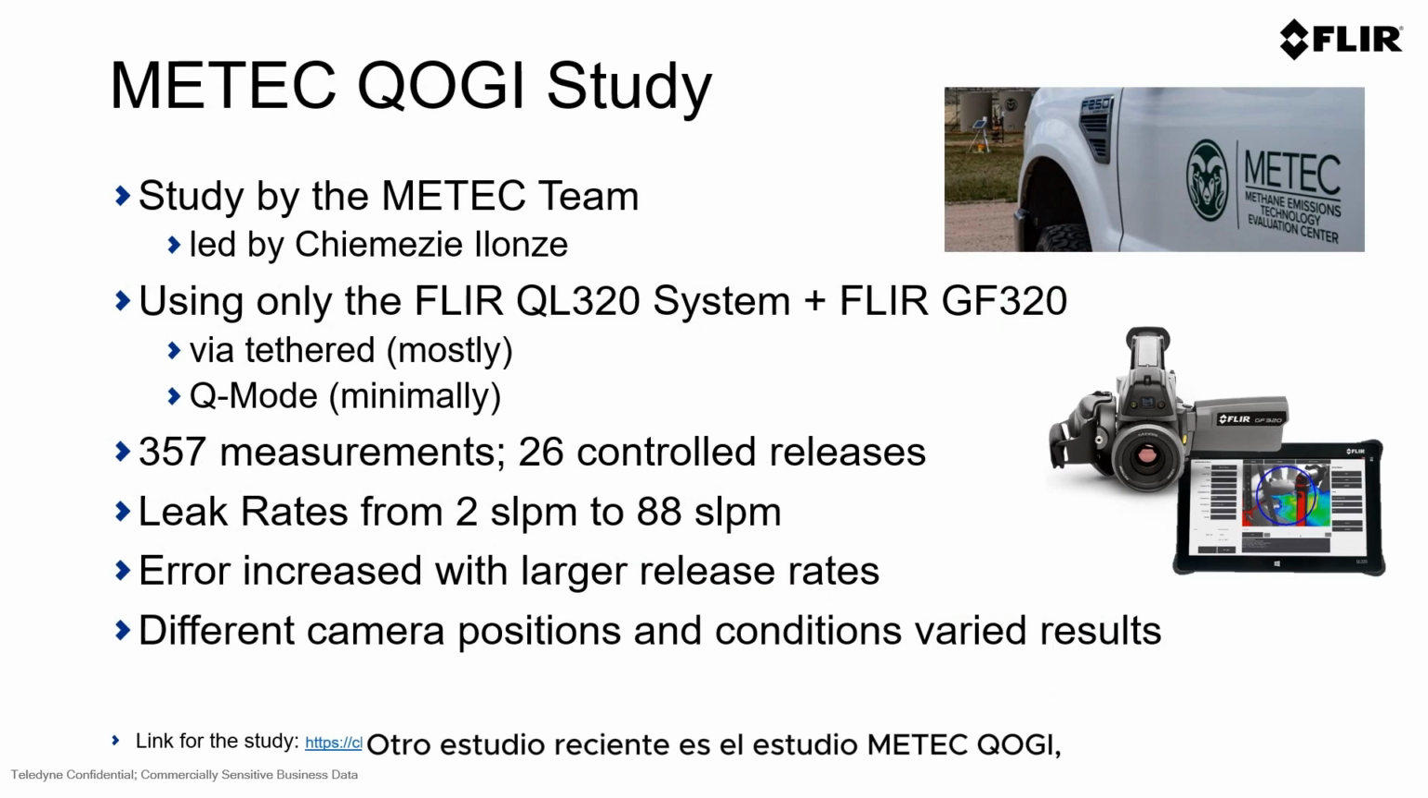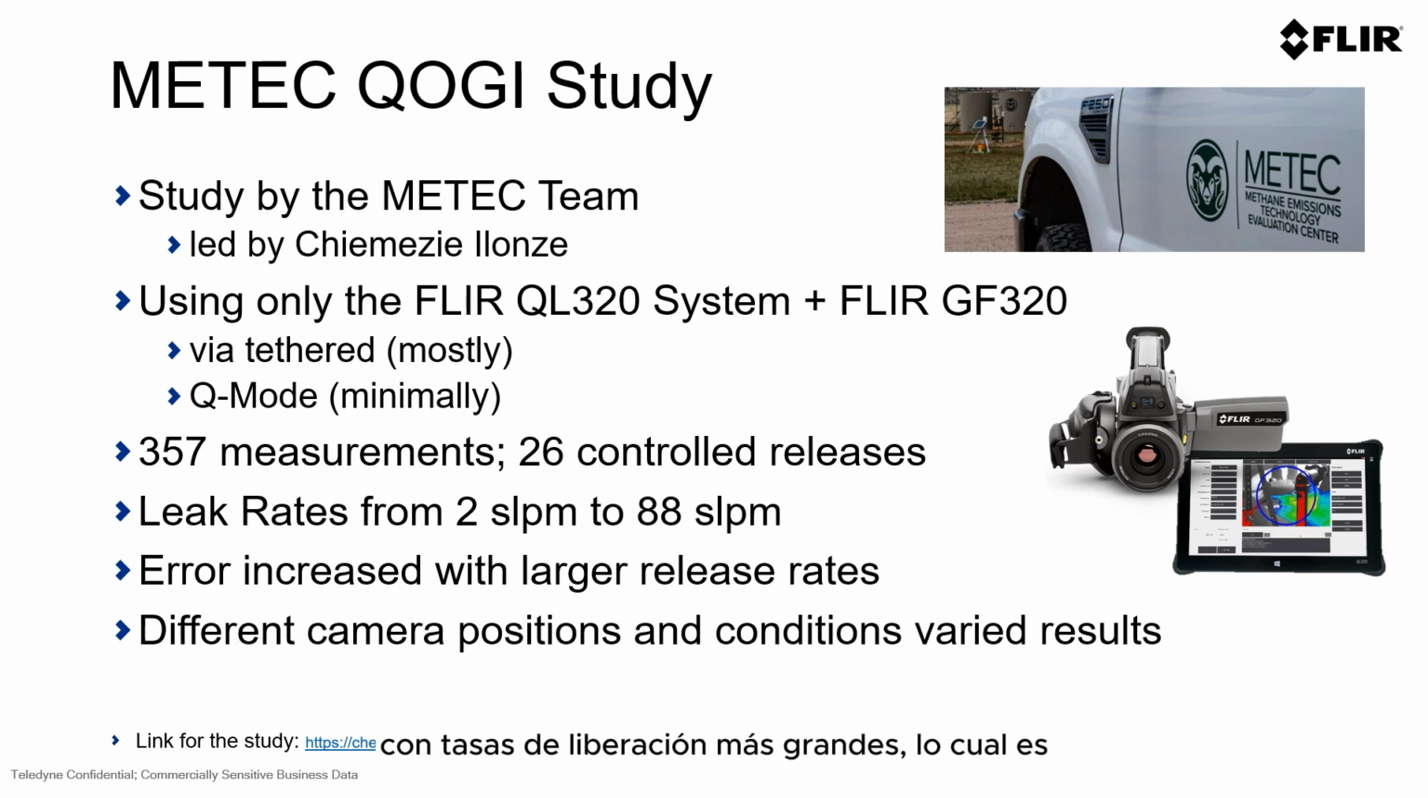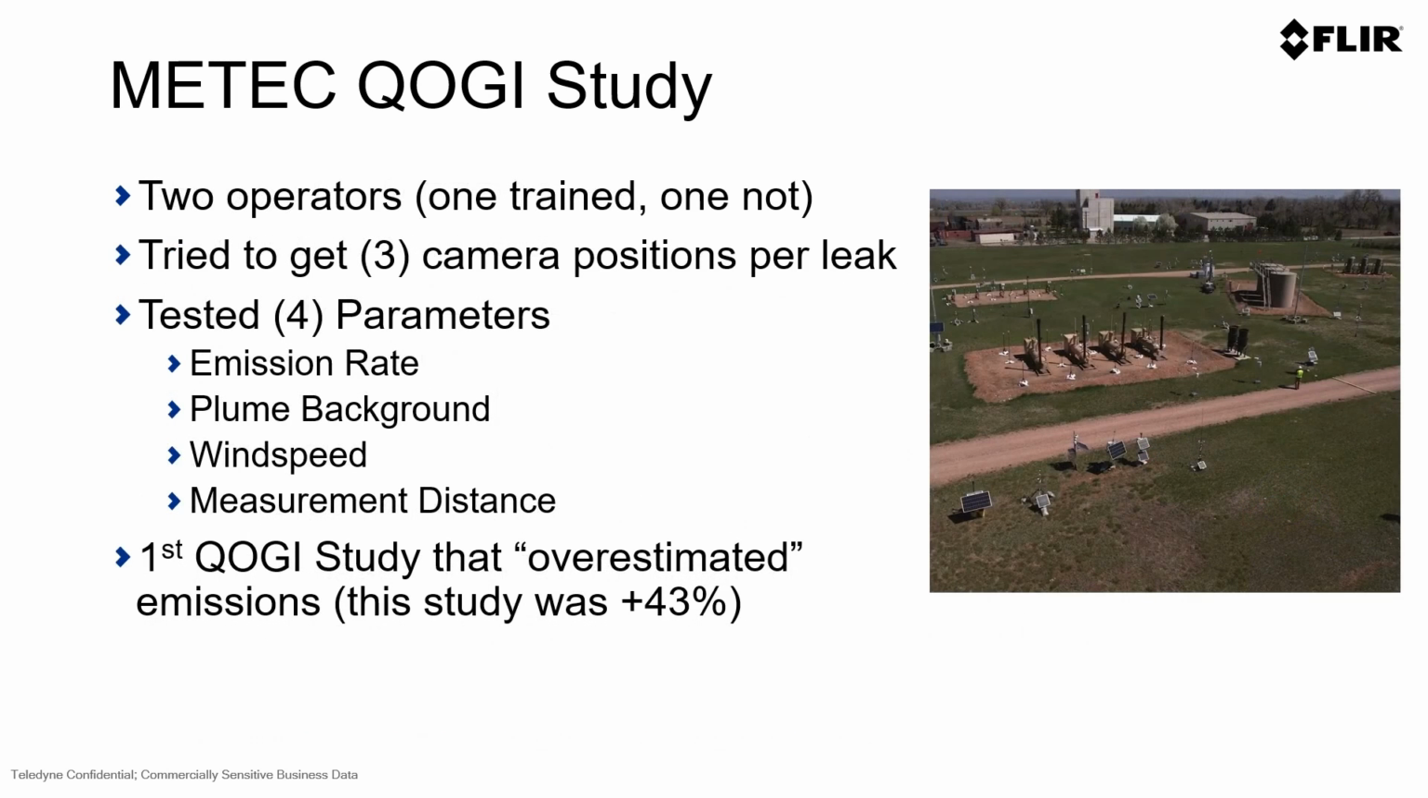Another new study is the METEC QOGI study, in which they did a wide variety of measurements, 357, utilizing FLIR technology, ranging from 2 to 88 liters per minute in release rates. Some of the things to note is the error increases with larger release rates, which is expected within the technology. In this study, they had 2 operators of the technology. One had a certification training, the other one did not, related to the operation of the OGI camera from FLIR and the QL320 technology.